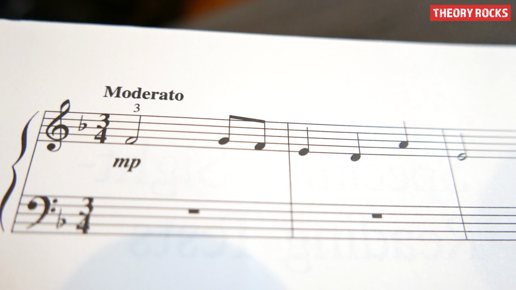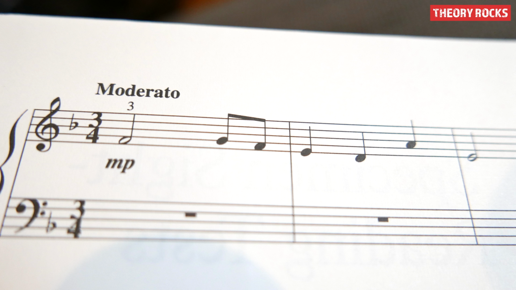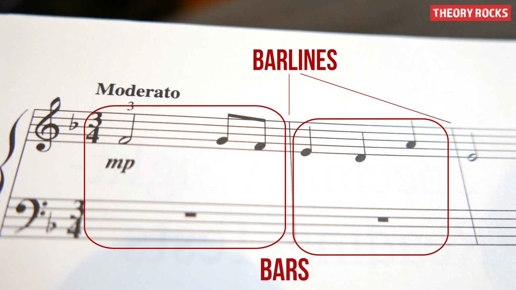If we look at some sheet music, we notice along the stave that the music is divided up. These vertical lines are called bar lines, and each of the sections we see are called bars. Why are these lines here? Well, let's take a look at these bars to see if there is a pattern.